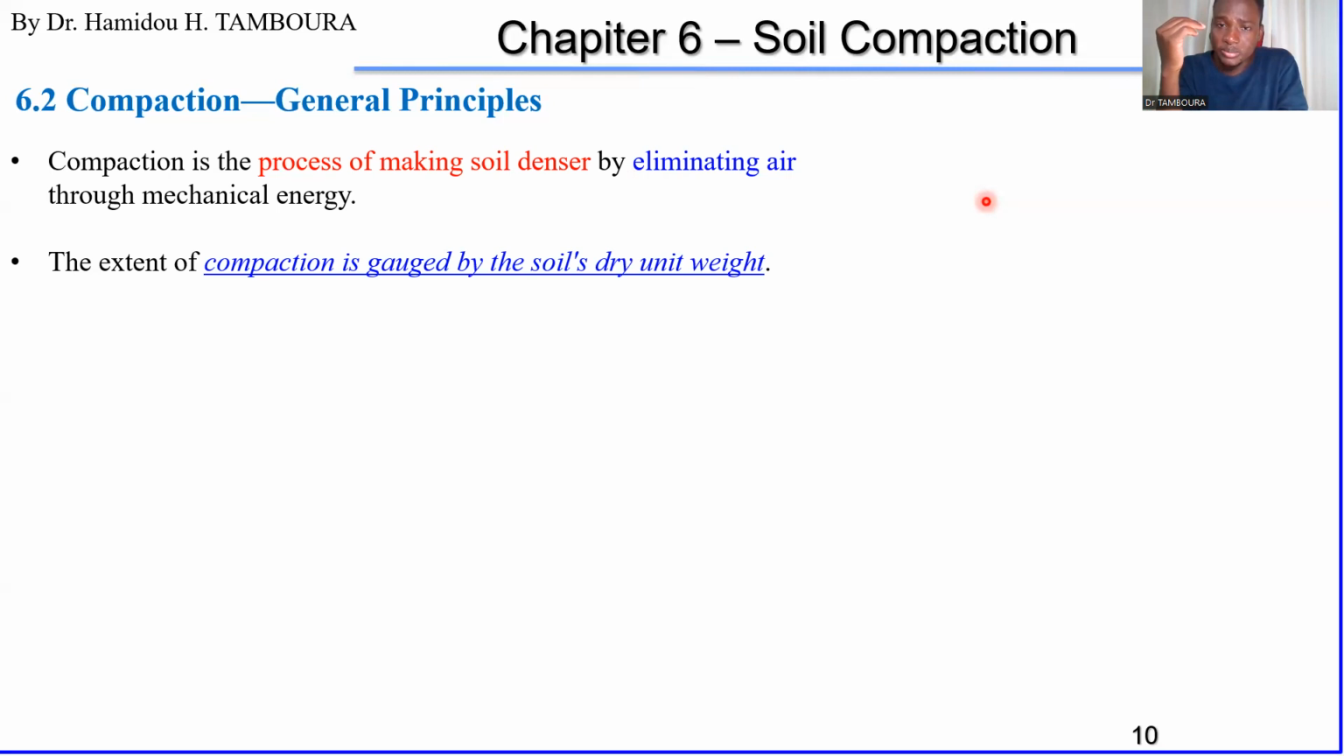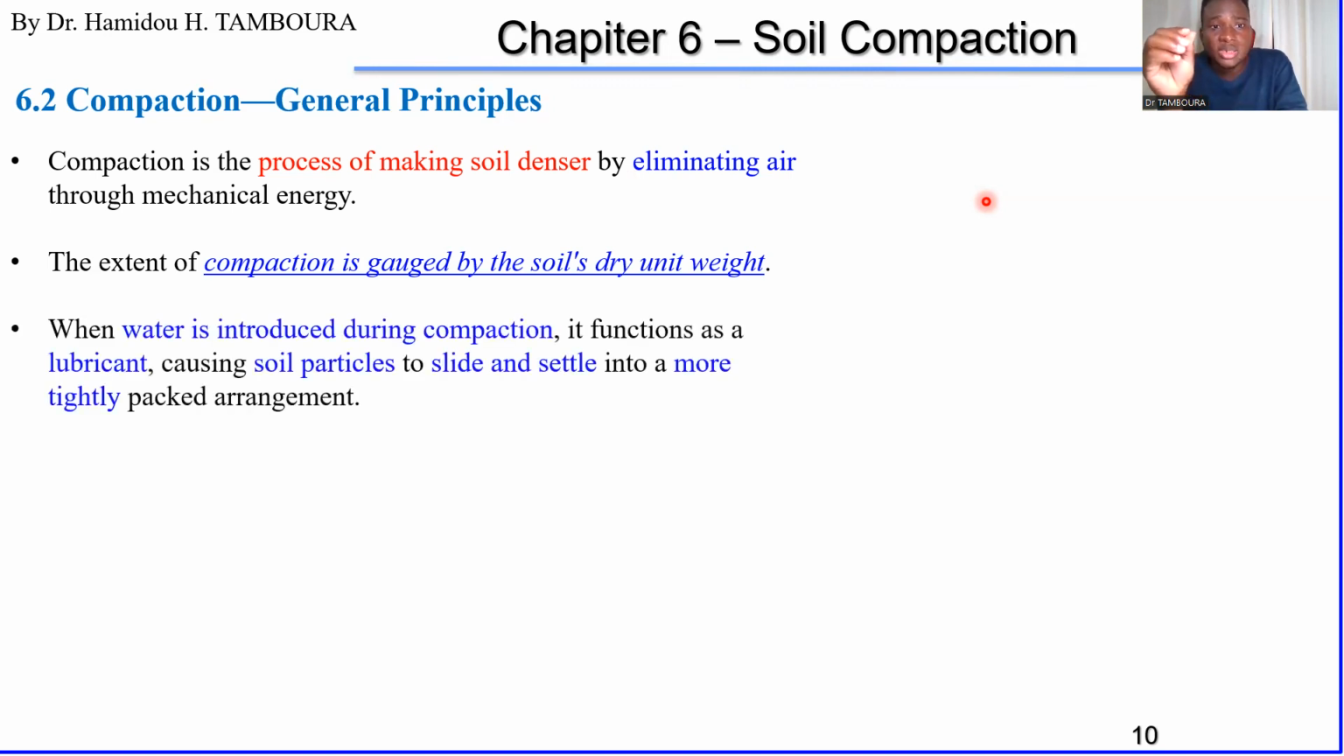Okay, so that's why we use dry unit weight to judge if the soil is well compacted or not. You need to keep this also in mind. The gauge we are using to judge if soil is well compacted or not is the dry unit weight. Please remember that.